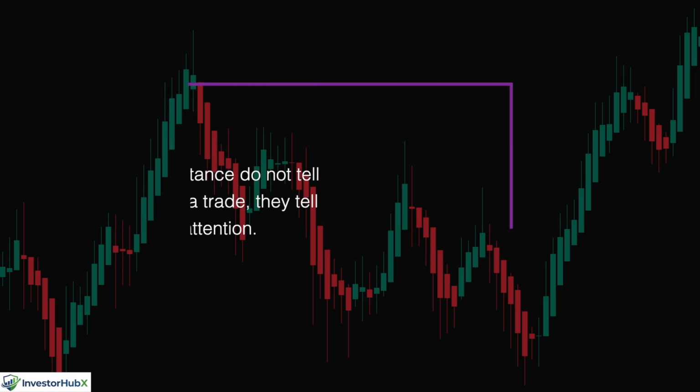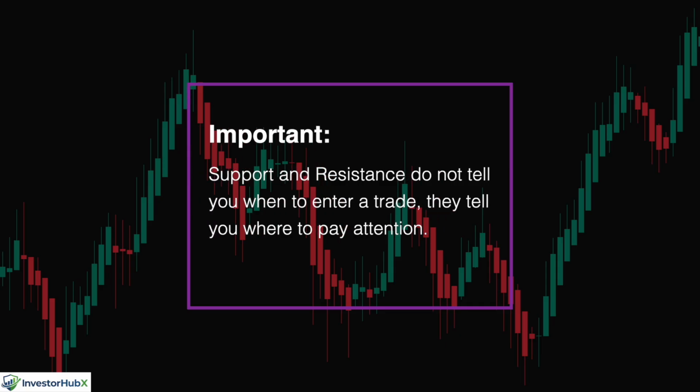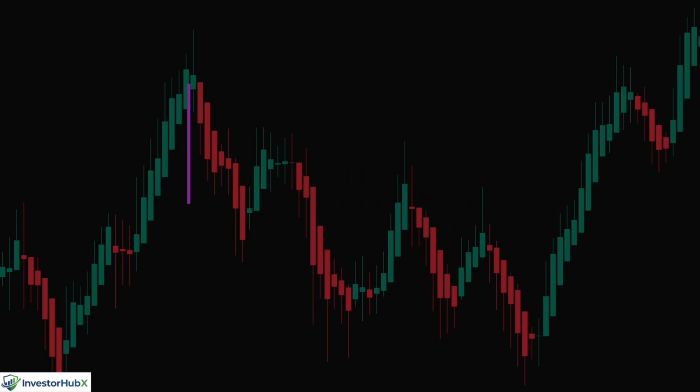But remember, support and resistance do not tell you when to enter a trade. They tell you where to pay attention. In the next lesson, we'll build on this foundation and learn how to prioritize the most important support and resistance levels.